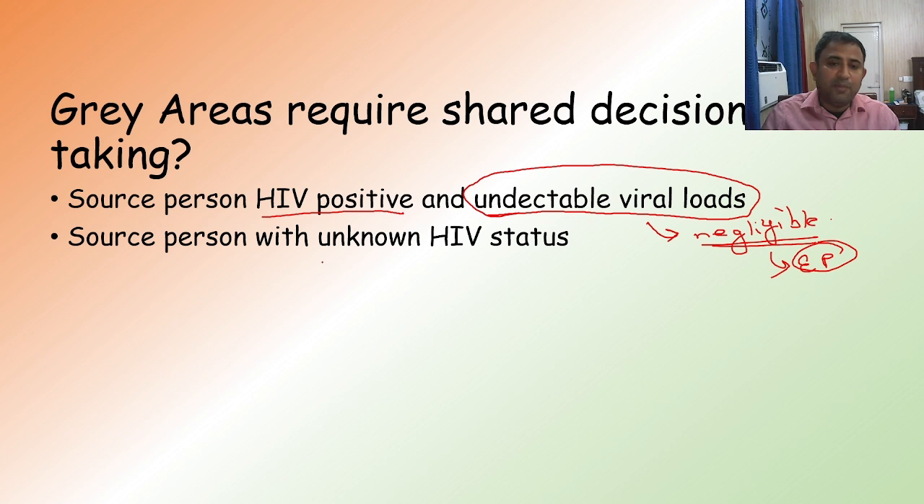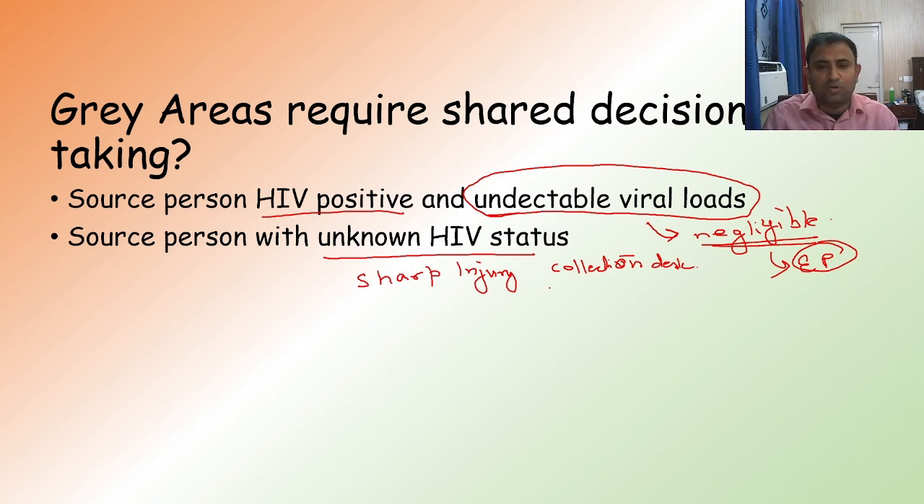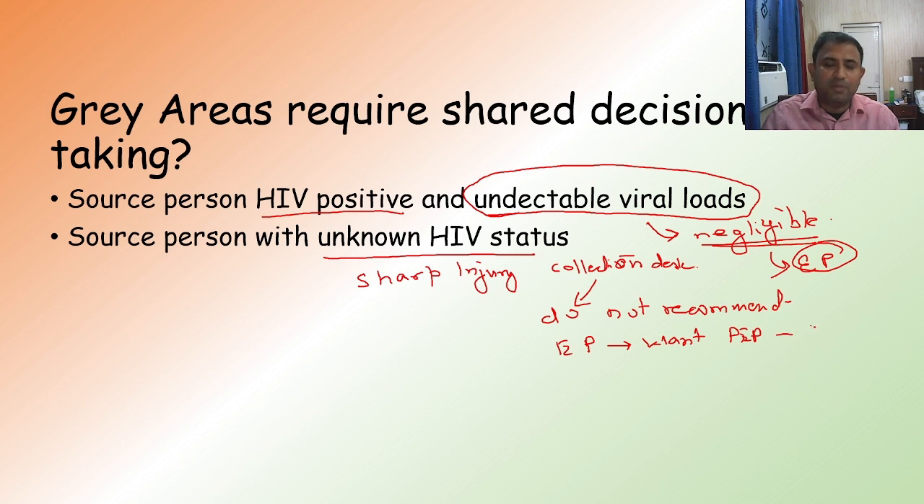Now if an individual has got a sharp injury from a discarded sharp, or a collection container, where the HIV status of the source person is not known, in general we do not recommend taking PEP. However, if the exposed person says that he wants to take PEP, it should not be denied to him. Do not deny him, give him PEP.